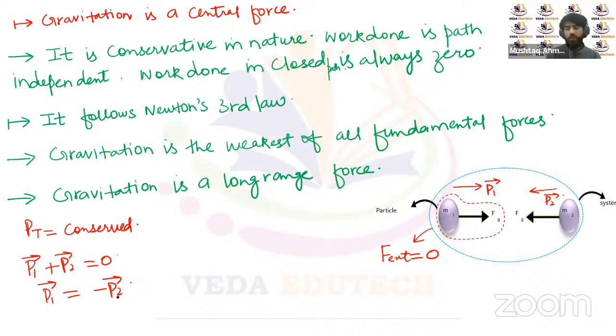Because the system has no external force, the only force is the mutual force of attraction between them. So the external force is equal to 0, and the total momentum of the system must be conserved in case of mutual force of attraction between the two bodies.